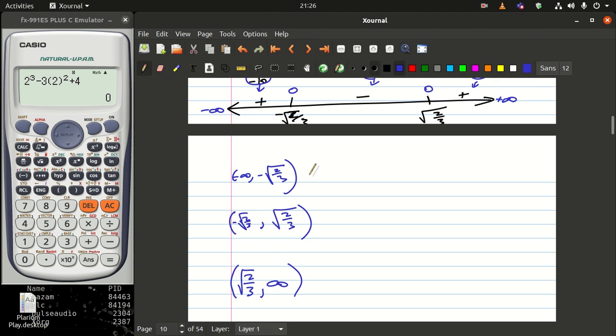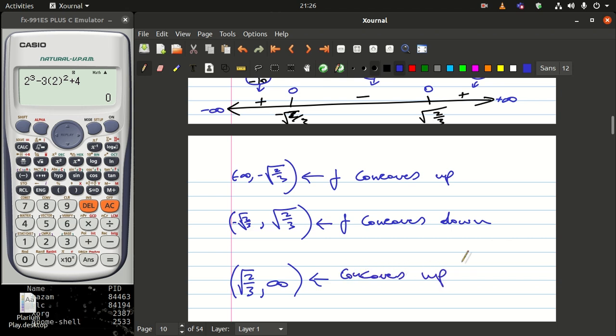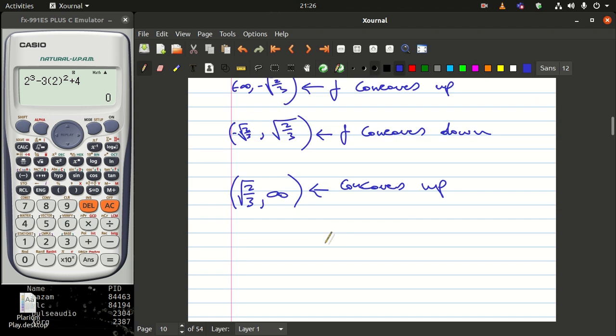What is happening? So you can see that we have a positive here, which means concave up. So here f concaves up because the second derivative is positive, and then in between here you can see that f concaves down because we have a negative there, and then here because we have a positive again, we have concave up. So that is what is important here. These are the intervals that were expected, so we've classified them.